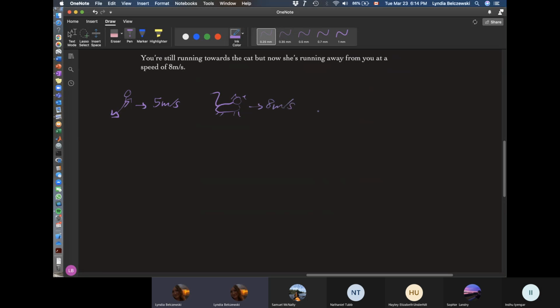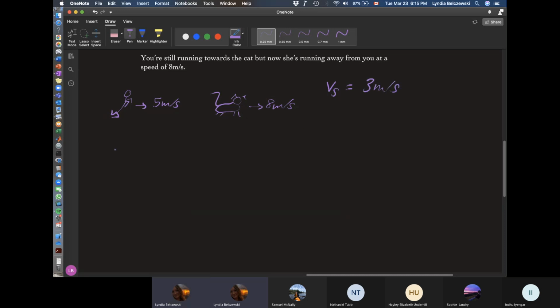So overall, you're getting closer to the cat, but the cat is going away from you faster. So overall, the cat is going away from you, and the relative speed between you, or how much you would measure the cat is traveling away from you, would be 3 meters per second. That's because the cat is running at 8 meters per second, but you're going 5 meters per second, trying to catch up. So overall, relative to you, the speed of the source is 3 meters per second.